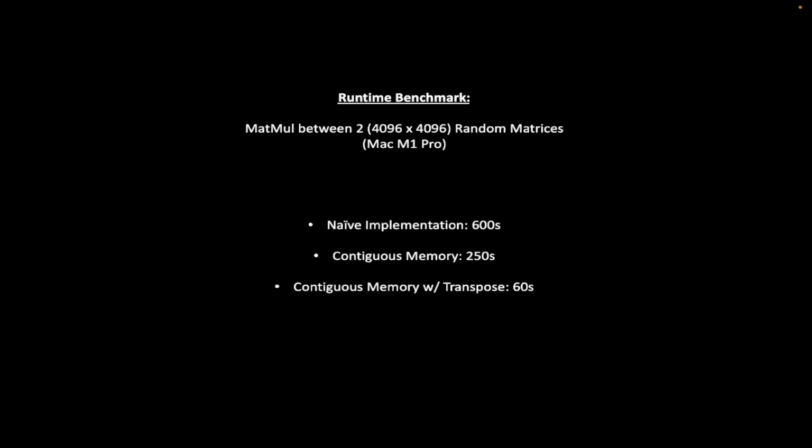If we then switch our tensor representation to store all of these elements in contiguous memory, we cut down the amount of time from 600 seconds to 250 seconds. If we then take the transpose of our second matrix prior to doing the multiplication, we cut down our runtime to 60 seconds. So we end up at 1/10 the runtime of the simple, straightforward implementation, despite the fact that we have yet to do any parallelizing or multi-threading.